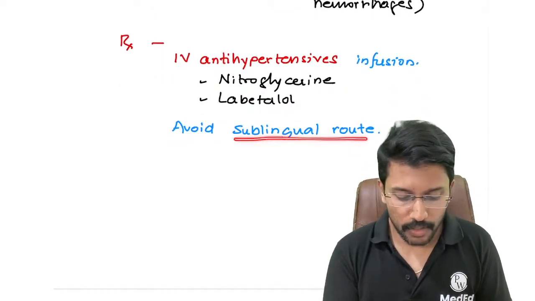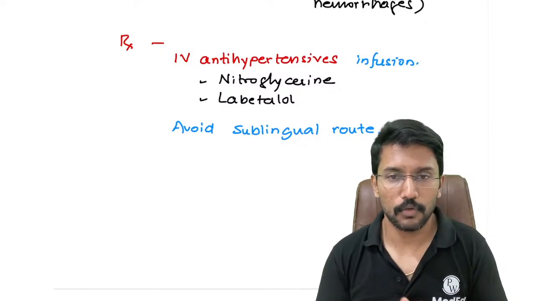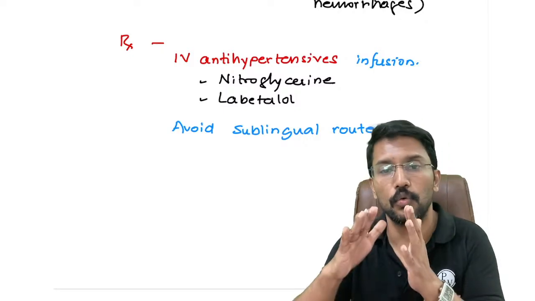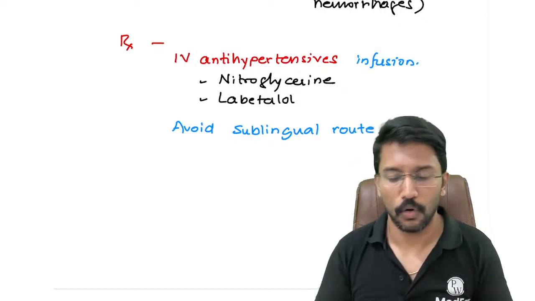The sublingual route needs to be avoided. This is a very, very important point. Why should we avoid the sublingual route? Because in that case, we do not have control over the decrease in blood pressure. We can land up in hypotension also.